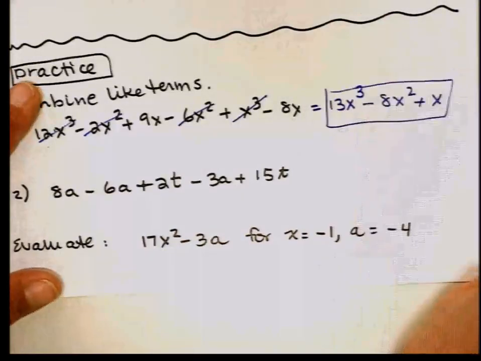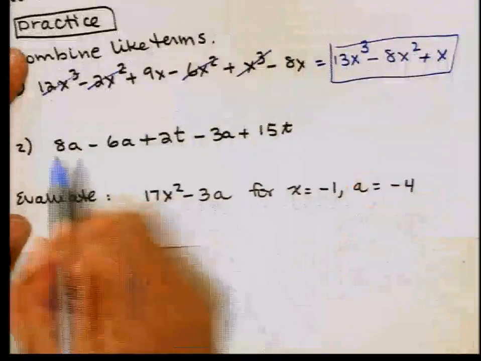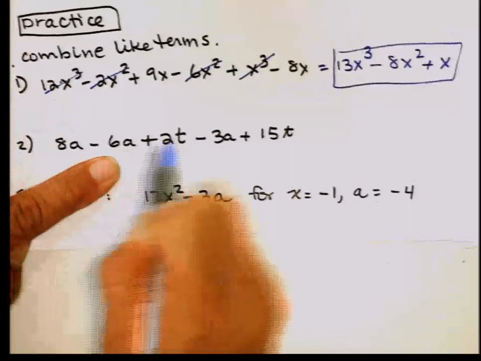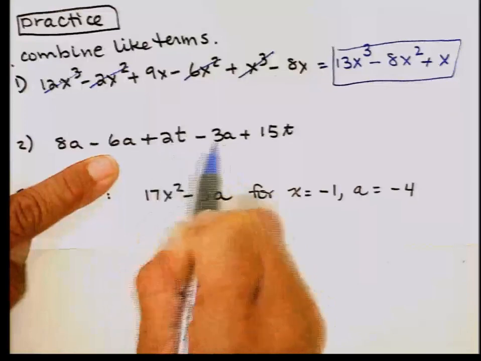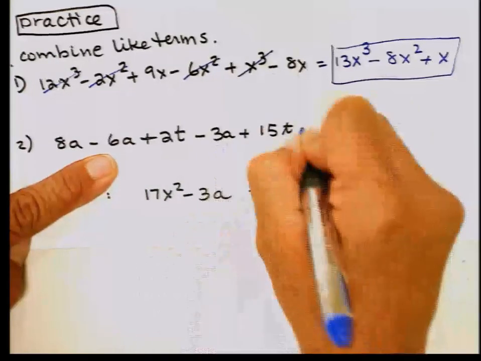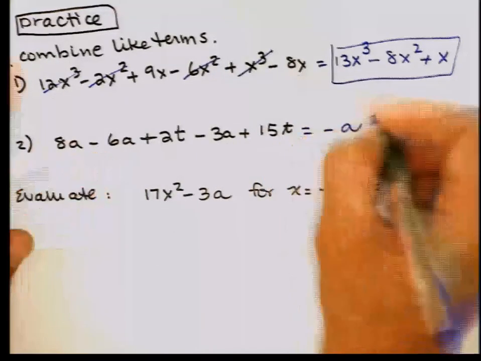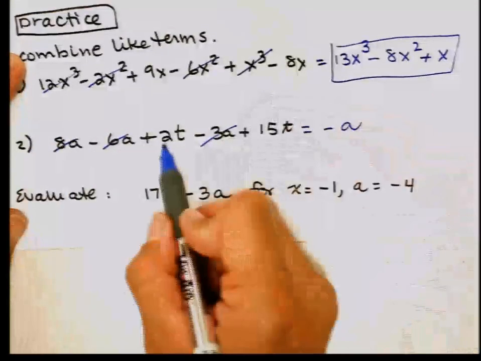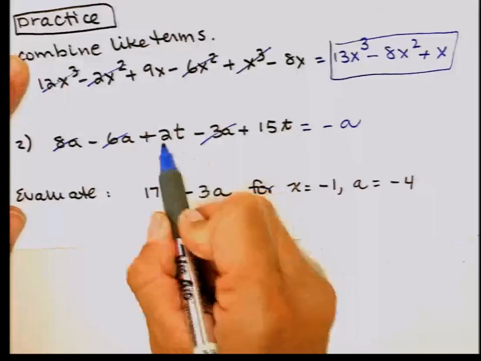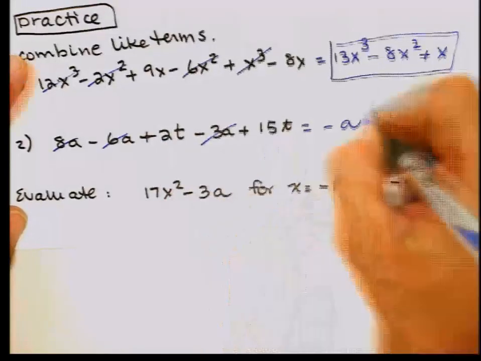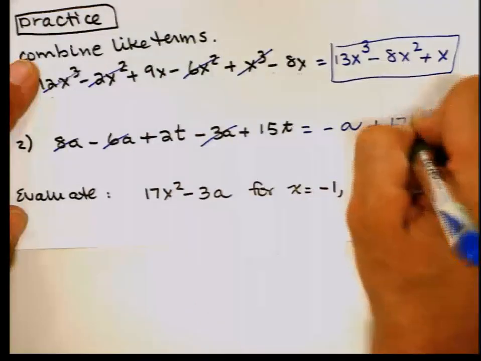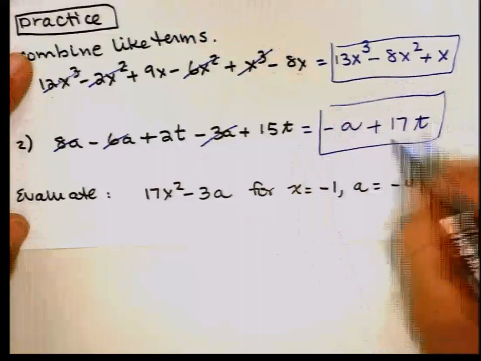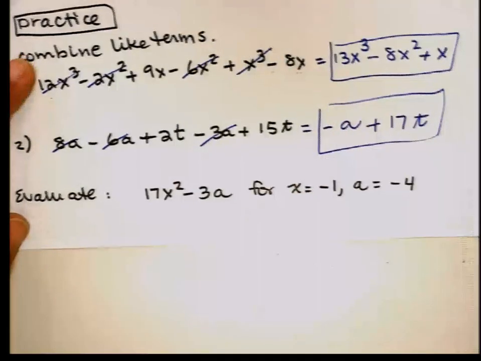Okay? All right, last one. Let's see. 8a minus 6a is 2a. Not an a. 2a minus 3a is negative a, or negative 1a if you want. And then 2t, that sign's gone, plus 15t would be plus 17t. You could write that 17t minus a if you wanted.